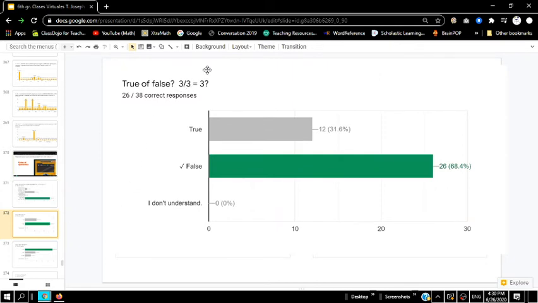68% of you guys got this correct, which is, I don't know about that. I mean, I think we probably should have understood that 3 over 3 is not equal to 3. It's actually equal to 1, so this is false.